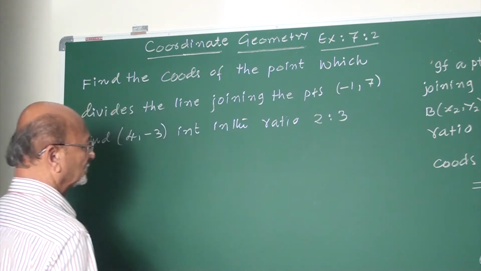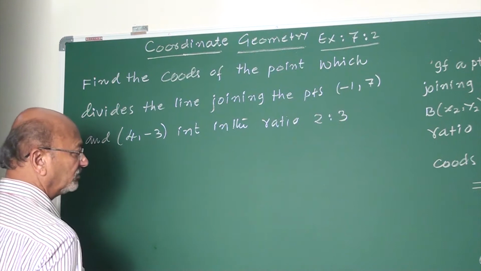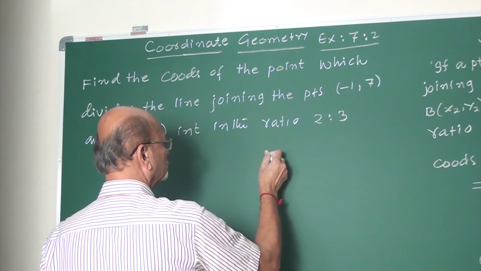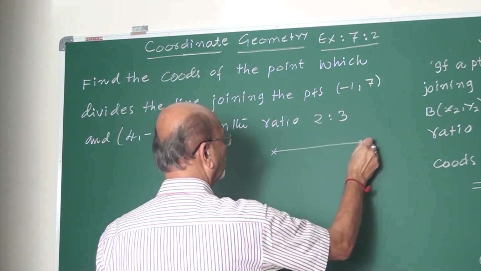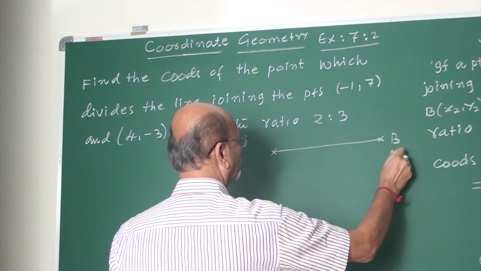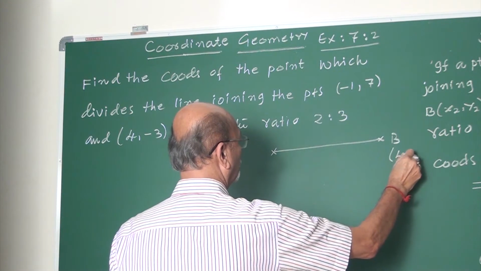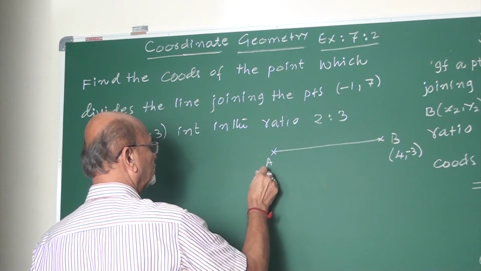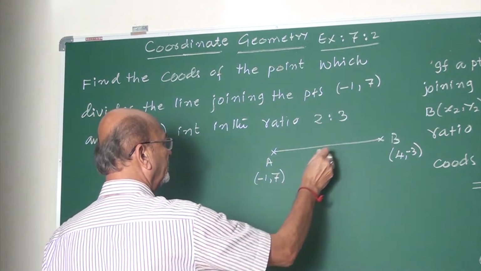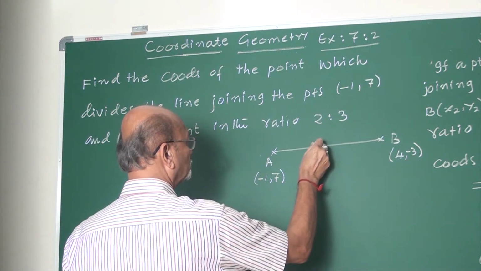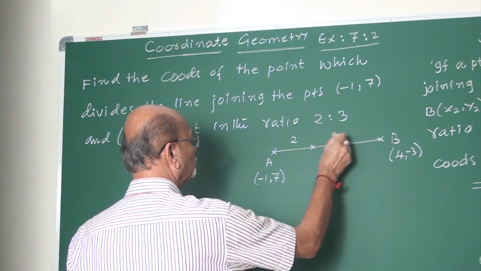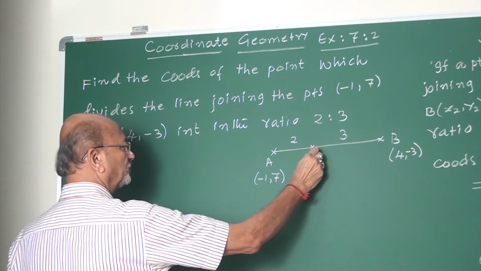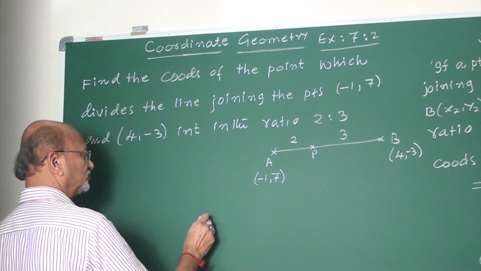2:3. Yes, my friends. If you wanted with that figure, for one example, I go with this figure. This is B, what are the coordinates? 4, minus 3. A, what are the coordinates? Minus 1, 7. Internal division 2:3. This is small, this is big. Tell the coordinates of this point P.